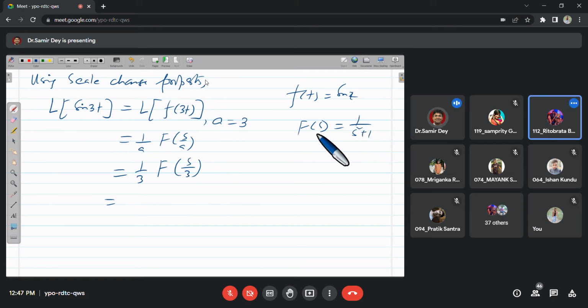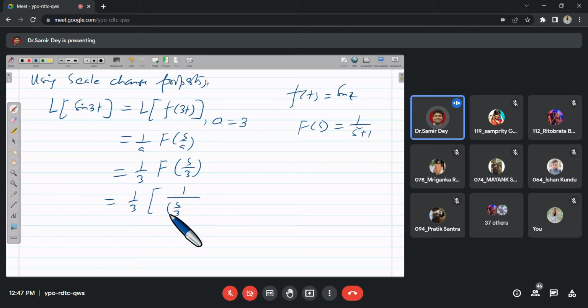Correct. So all s should be replaced by s by 3. You write down 1 by (s by 3) whole square plus 1. Is it clear? You want to find F of s by 3, so it is coming 1 by (s by 3) whole square plus 1.